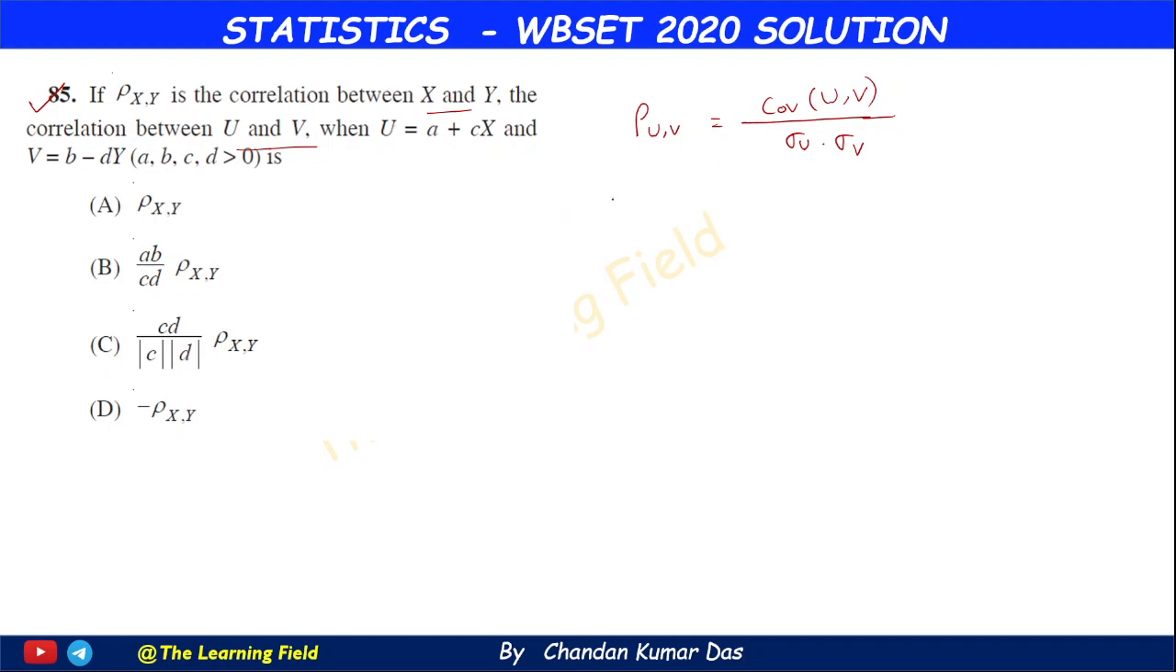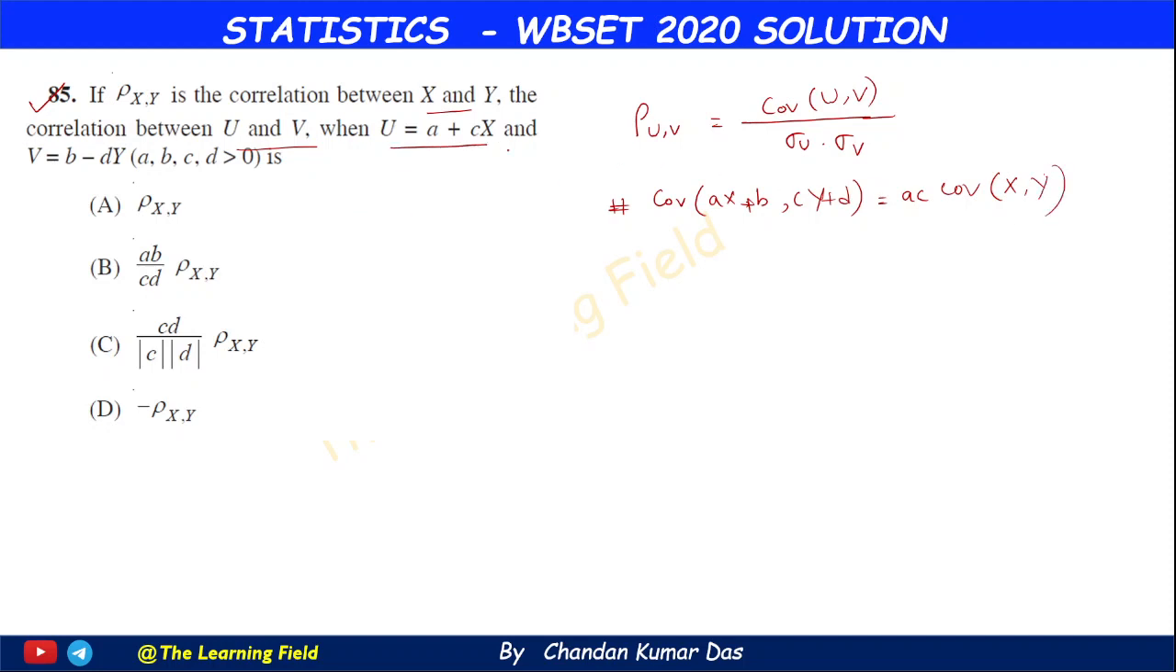Now to calculate these quantities, we need two relations. One is the covariance of ax plus b and cy plus d, which is equal to ac times the covariance of x and y.